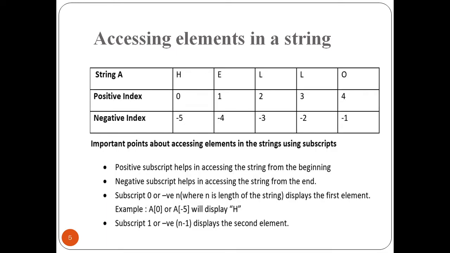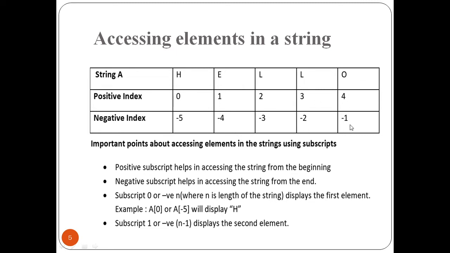This is a simple example with hello. I have a string A which stores the text HELLO. Their positive indexes are 0 for H, 1 for E, 2 for L, 3 for L, and 4 for O. And the string can also be accessed using the negative index. Negative indexing starts from the size number with a minus: minus 5 for the H, minus 4 for the E, minus 3 for the L, minus 2 for the L, and minus 1 for the O.